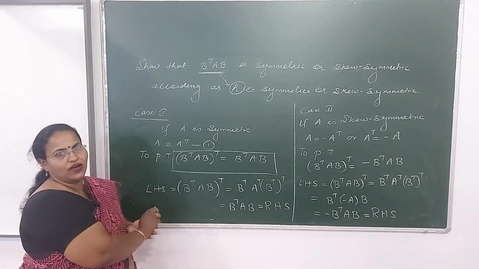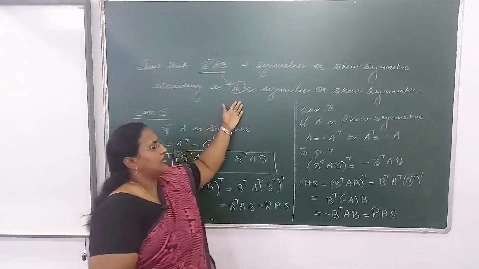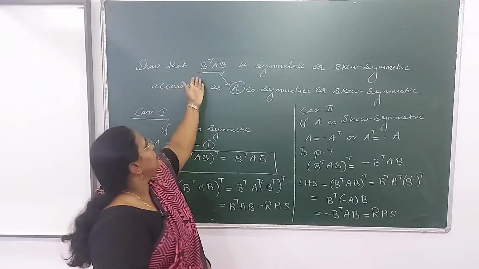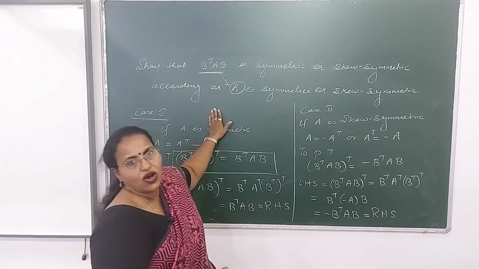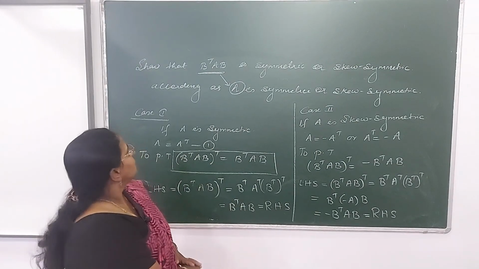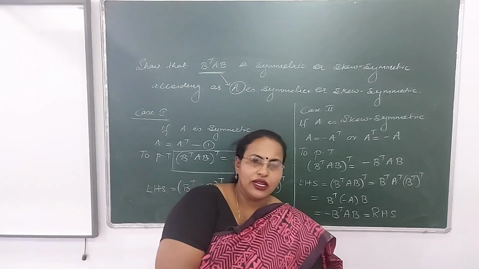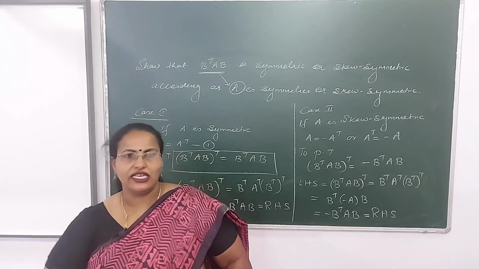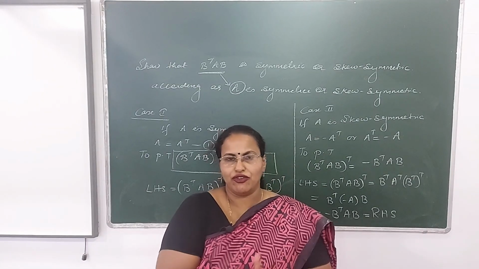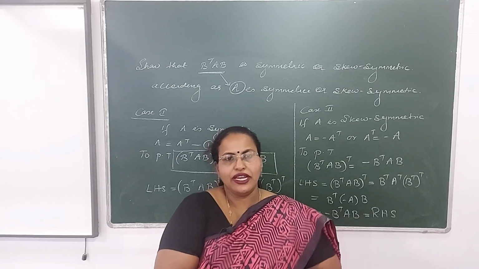It's almost done now. And we reach the conclusion that if A is symmetric or skew symmetric, accordingly B transpose AB will be symmetric or skew symmetric. Is it fine? So I hope, children, this topic was clear to you all. At the last, when we'll be revising the chapter, if any question is left over, then I will be explaining it again. So for today, we'll be ending the video here.